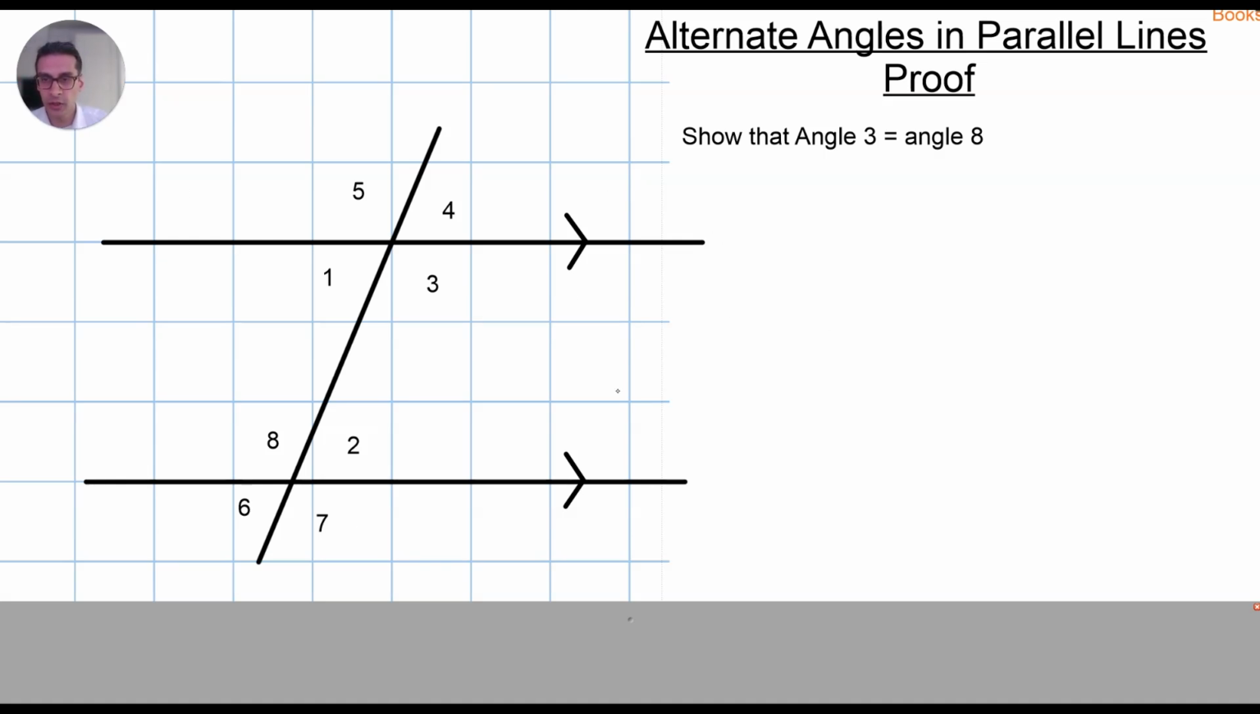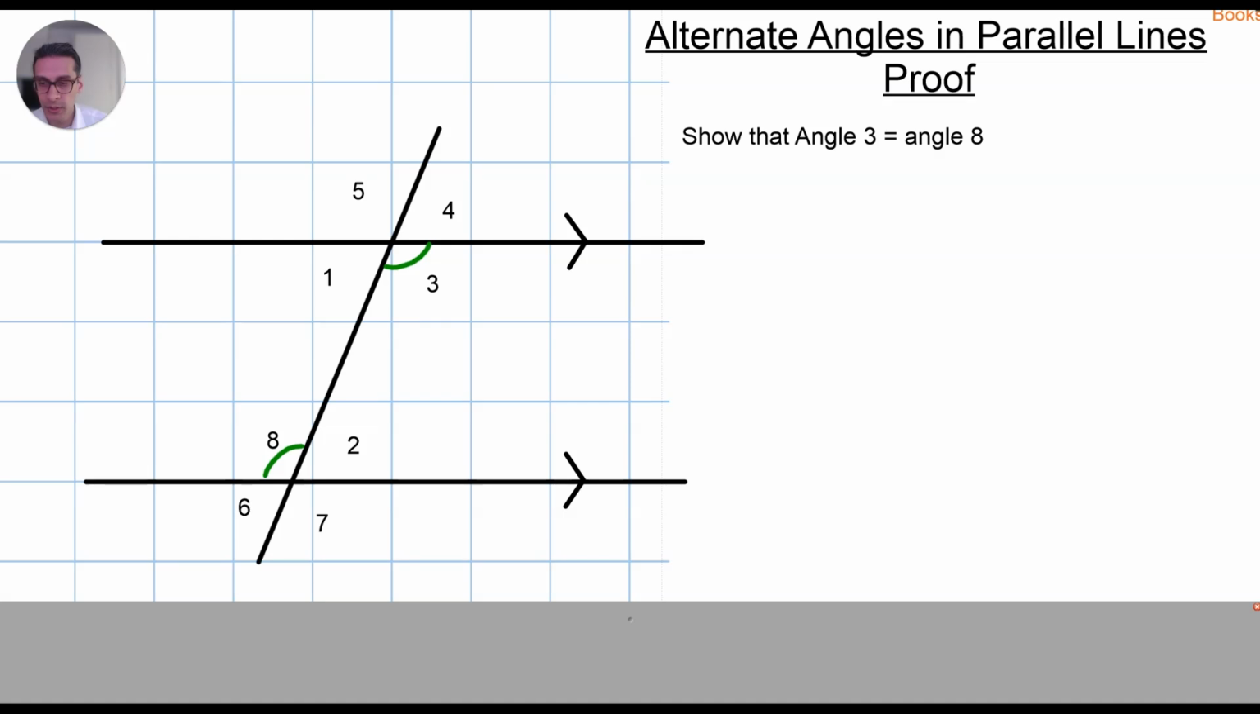So you can see on the diagram here, I've got a pair of parallel lines. You can see they're parallel because of the signs on the lines there. And then we've got a transversal that crosses over both of them. The question is asking you to show that angle 3 is equal to angle 8. So it's this angle here and this angle here. So we can see they are alternate angles.